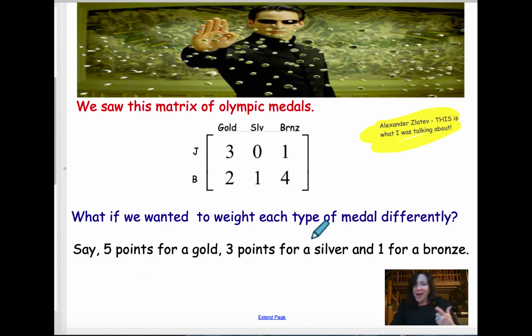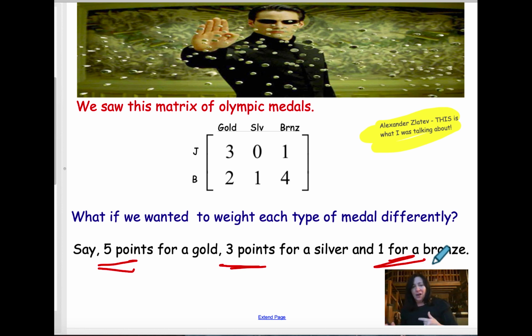Now, I know, Alexander, you were asking me about this, so this is what I was talking about, how you're going to be seeing this later. So we saw this matrix of Olympic medals on the previous slide. What if we wanted, though, to weigh the different types of medals differently, like gold and silver and bronze? So meaning I want to award 5 points for gold, 3 points for silver, and 1 point for bronze. So how is that going to help me at all? How do I do that? So these are my application type of problems that Alexander was asking me about.